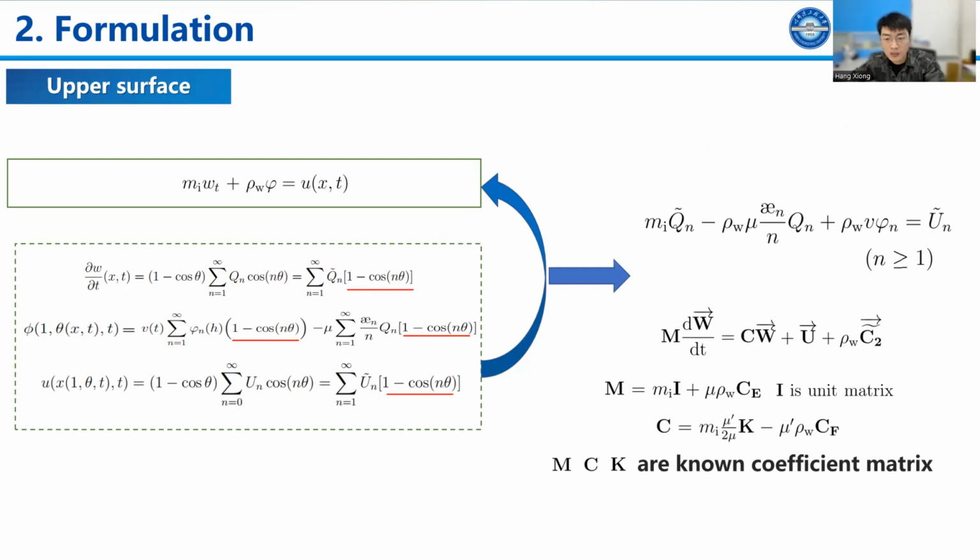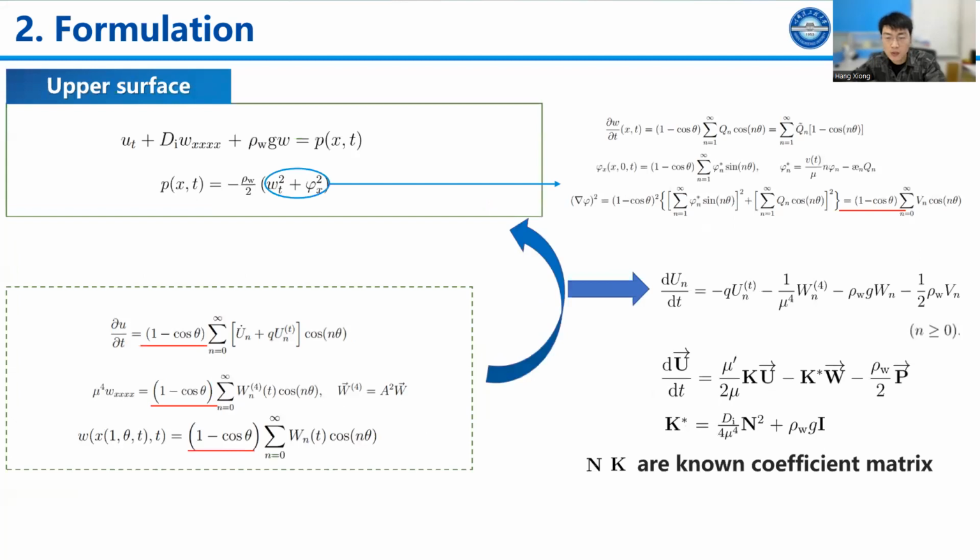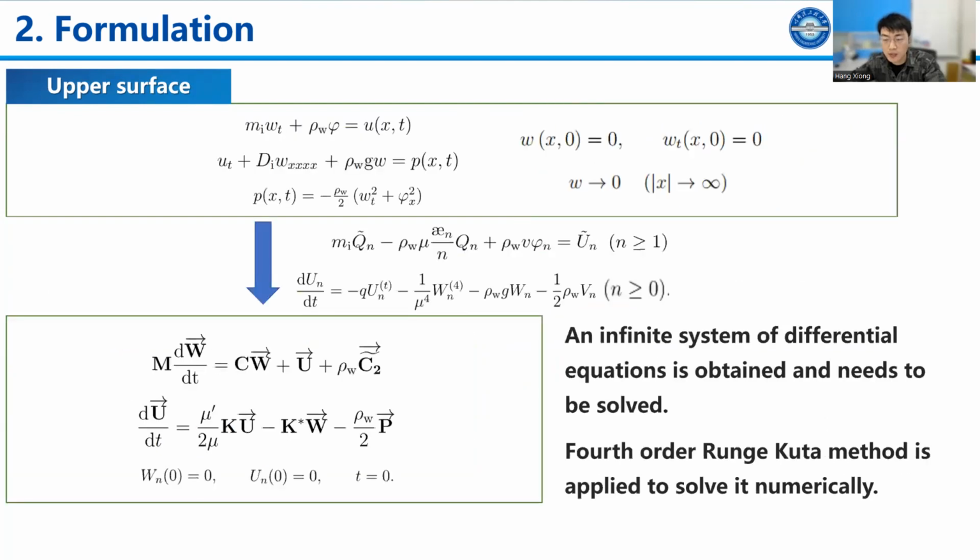And similarly, substitute the known expressions in u_t and w in the upper surface, eliminating the term of 1 minus cosine n theta. An infinite system of ordinary differential equations can also be obtained, in the form of vector about w and u. Finally, the upper surface condition will provide an infinite system of differential equations, which needs to be numerically solved. In the present study, the fourth order Runge-Kutta method is applied to solve it with the initial conditions.